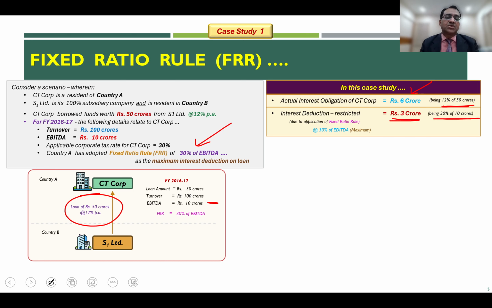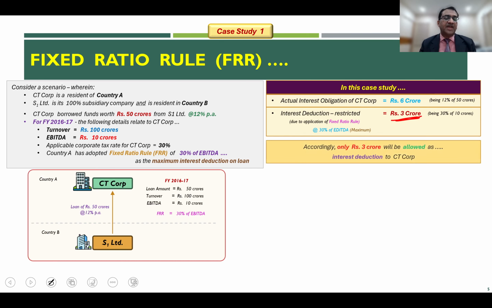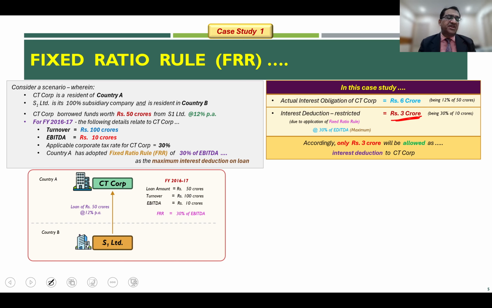So because of the application of the fixed ratio rule, which restricts the maximum tax deduction of the interest to the extent of 30% of the EBITDA, even if you are paying or incurring a cost of 6 crore, the deduction will be admissible only to the extent of 3 crores. Therefore, if you apply this fixed ratio rule, only 3 crore will be allowed as interest deduction to City Corp in country A.